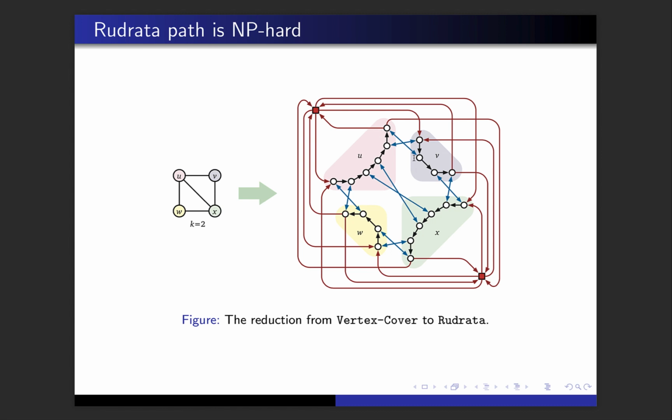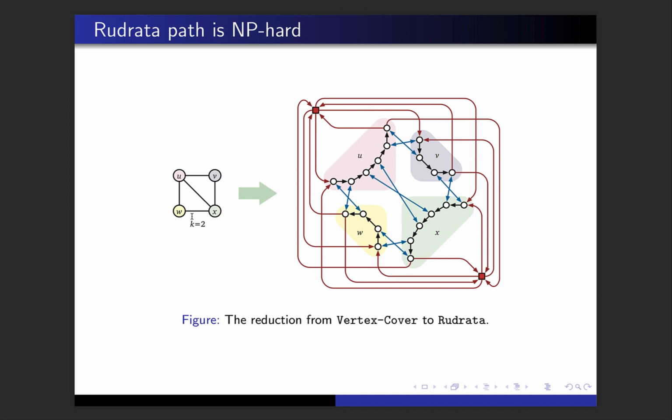Every time you see a cross of blue edges, or 2 blue edges crossing like this, that corresponds to an edge in the graph. As you can see, the edge uv will yield this gadget here, the edge vx will yield the gadget here, and so on. You get 5 gadgets, 1 per edge in your graph.